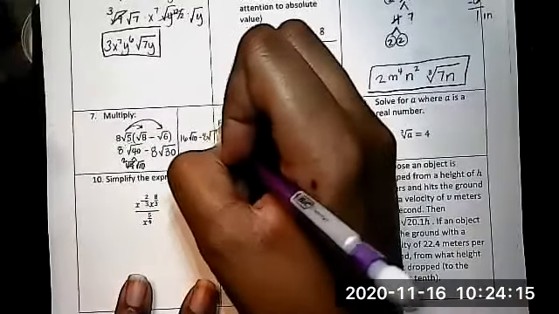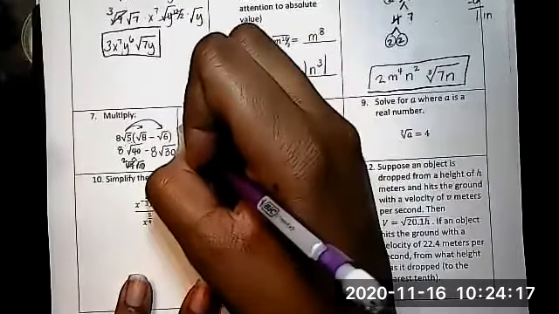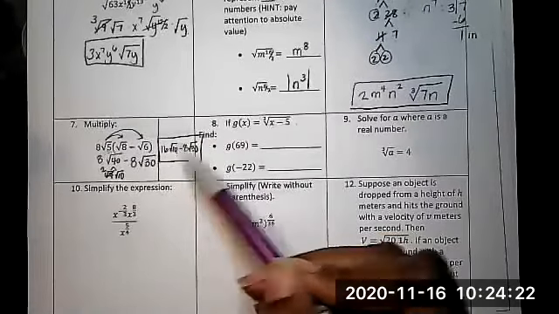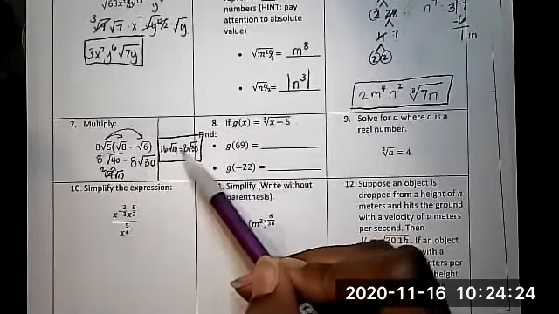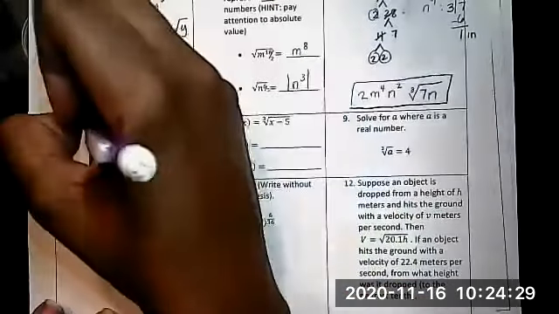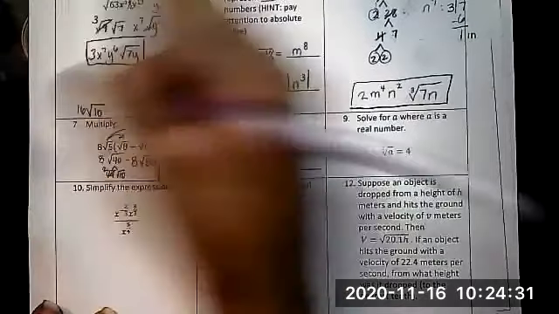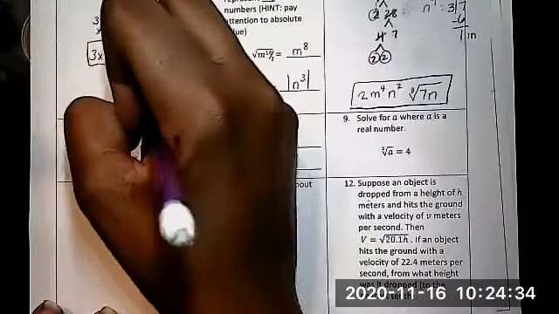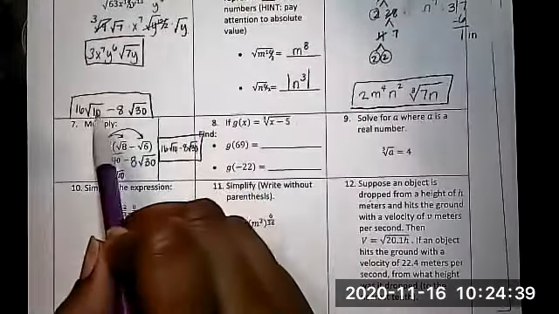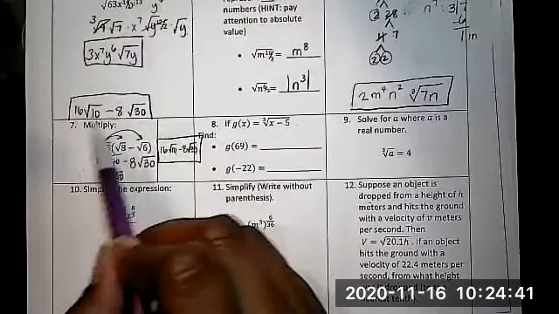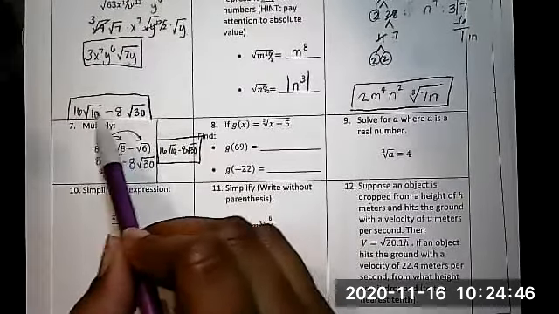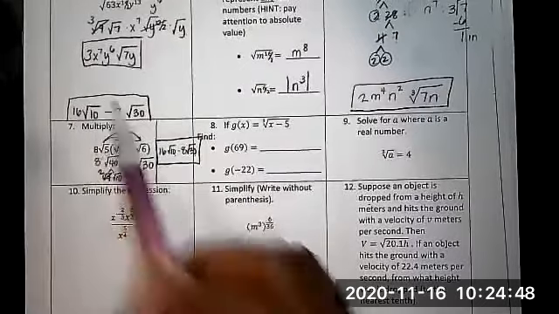minus 8 times the square root of 30. Why is this your answer? This is your answer because this 10 and this 30 cannot go together. One has a 10 and one has a 30. 16 square root of 10 minus 8 square root of 30 can't combine. They have to be separate. Do not try to put them together when you're subtracting and they're unlike in the radical part. So this is your answer.